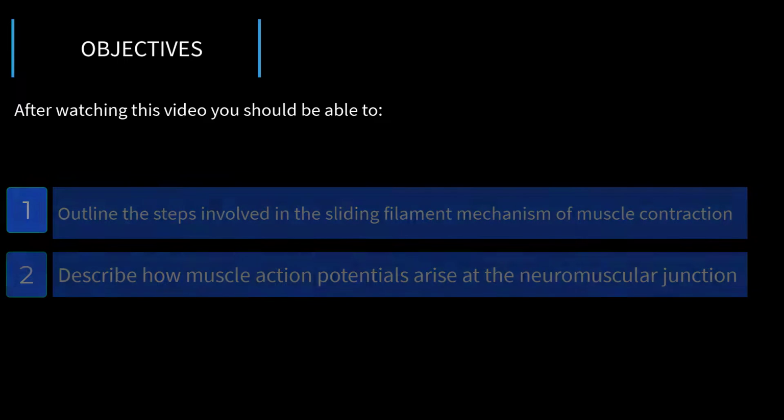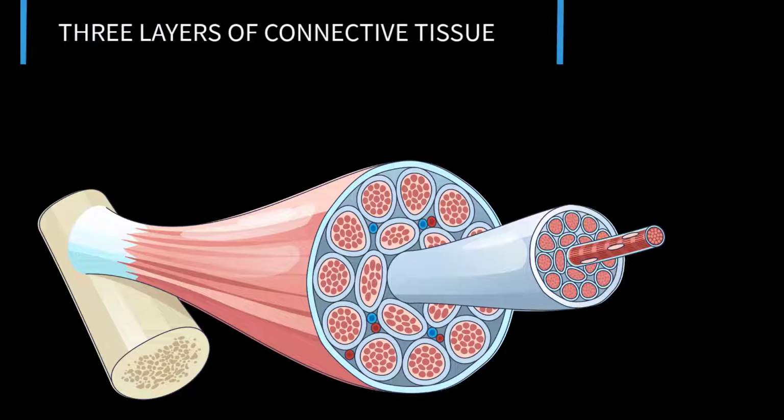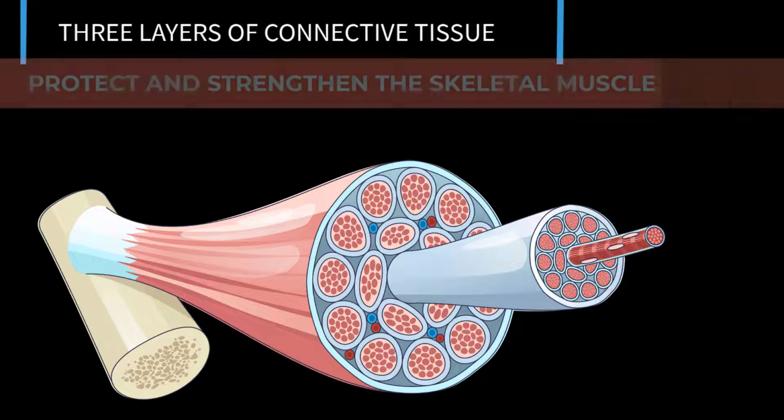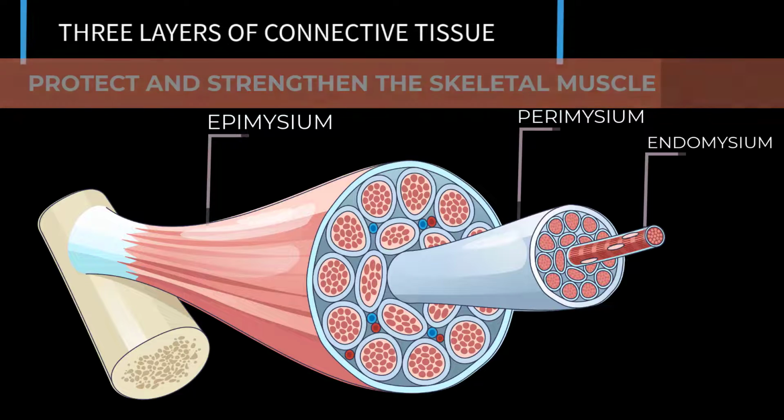But before we begin, we will need to review the connective tissue components of skeletal muscle as well as its microscopic structures. When looking at skeletal muscle tissue, you will notice that there are 3 layers of connective tissue that protect and strengthen the skeletal muscle. These include the epimysium, perimysium, and endomysium.